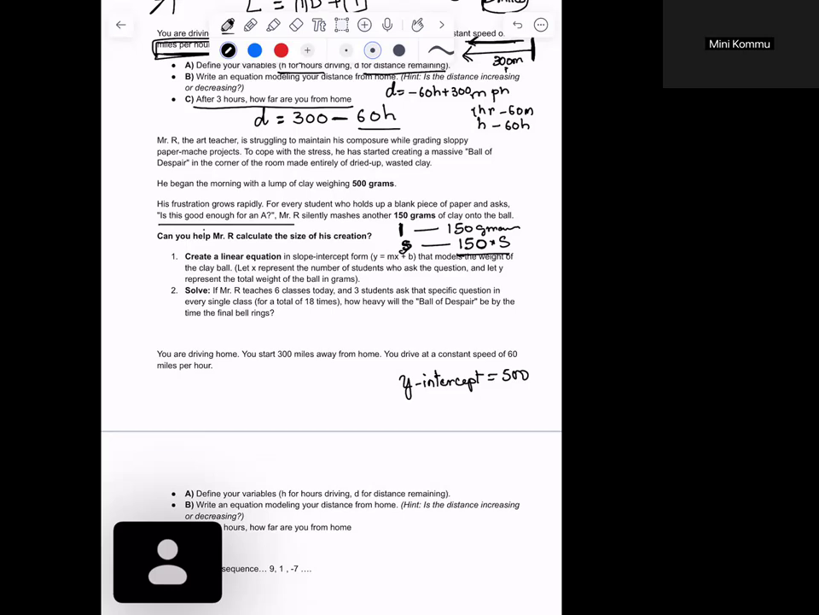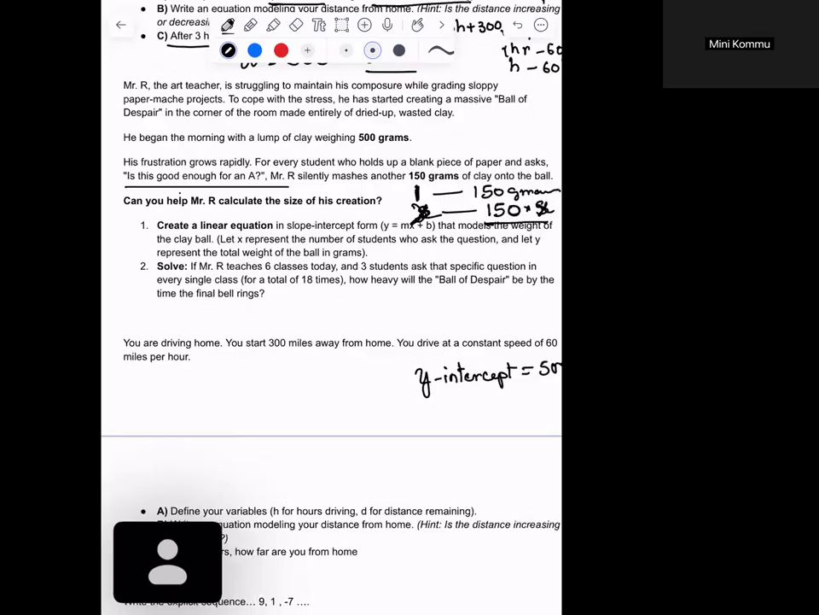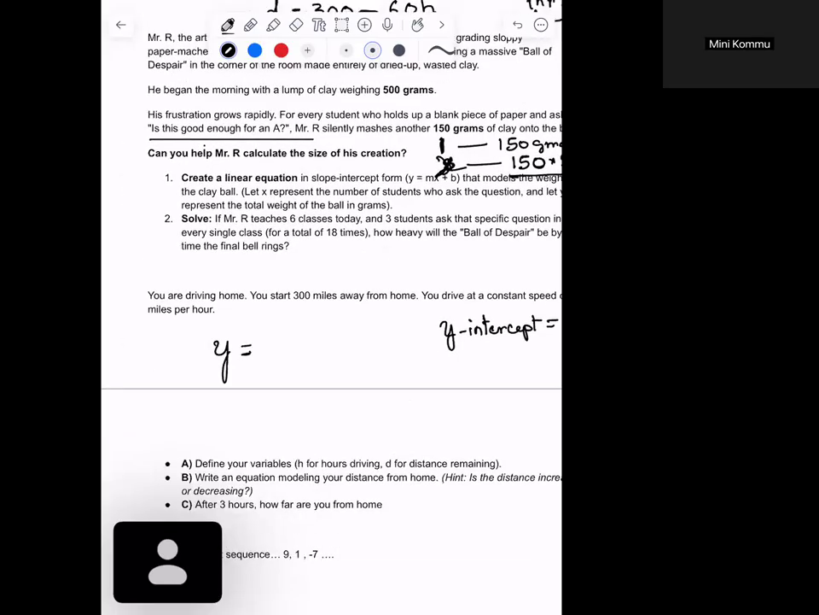let's create a linear equation in the slope intercept form, y is equal to mx plus b, that models the weight of the clay ball. Let x represent the number of students who asked the question, and let y represent the total weight of the ball in grams. So the total weight y will be equal to the starting weight, which is 500 grams, plus 150 times x.